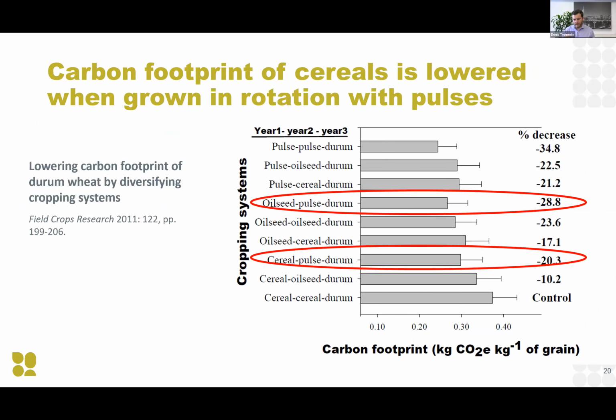And this benefit that we saw with yield can translate into the carbon footprint of cereals actually being lowered when they're grown in rotation with pulses. This was some research done, I think, again, by Yantai Gan, that looked at pulses in rotation, and you could show that durum wheat in production and rotation had a smaller greenhouse gas or carbon footprint than if it was grown without the pulse in rotation itself.